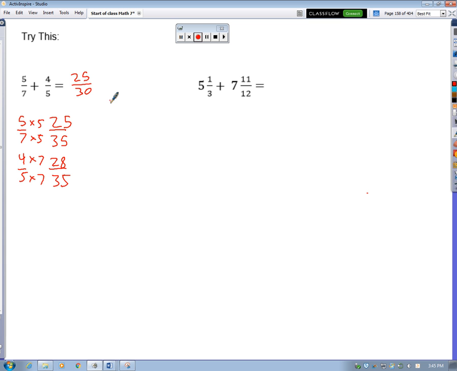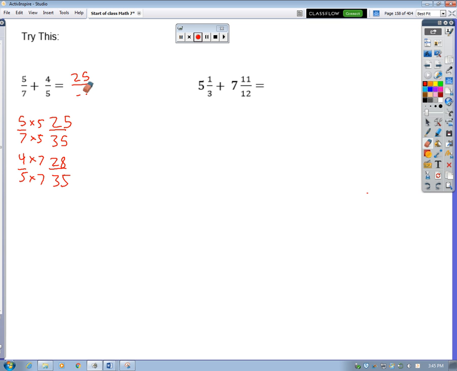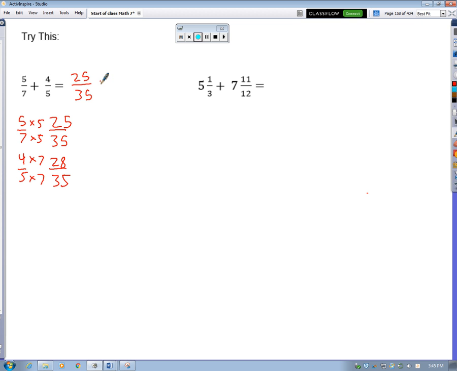Oh, I put 30 there, let me erase that. Okay, it should have been 25/35. There we go. 25/35 plus 28/35. Alright, now we can add up our numerators together. And when I do that, 25 and 28, that's going to get me 53/35. Okay, now I have an improper fraction, and I can't simplify this.